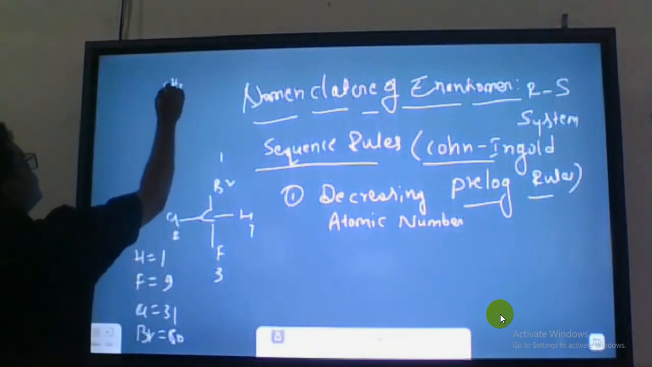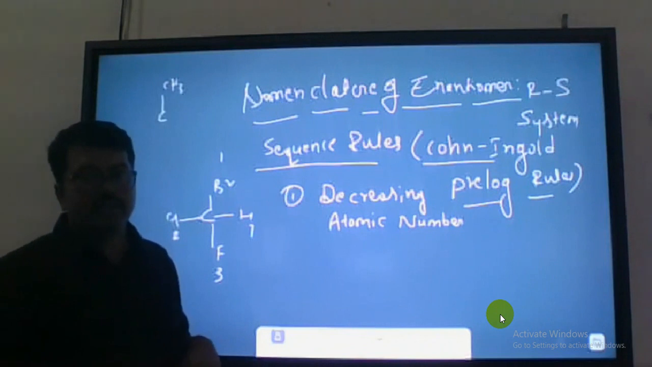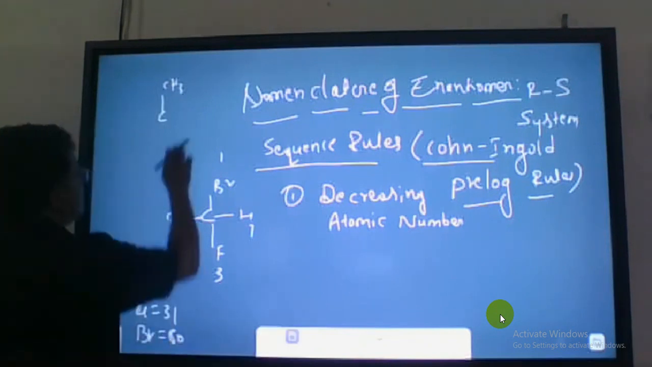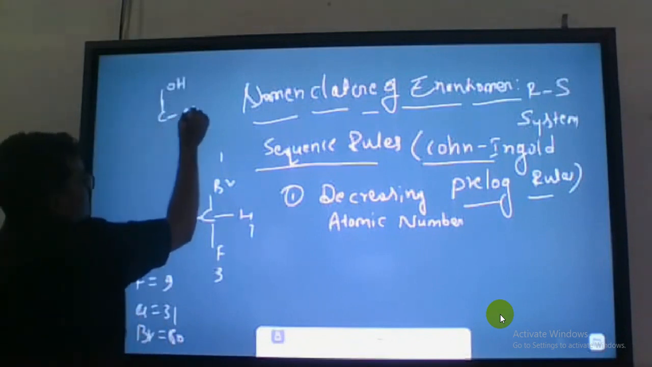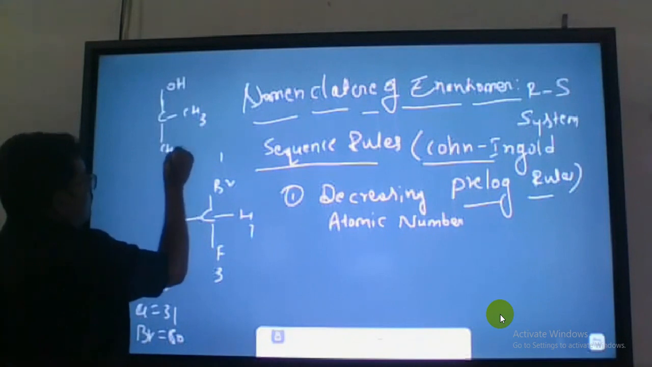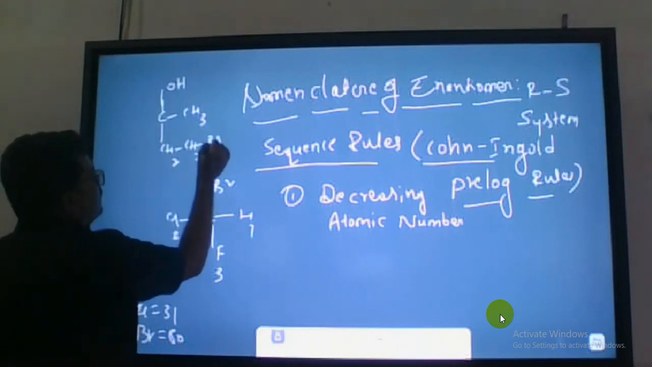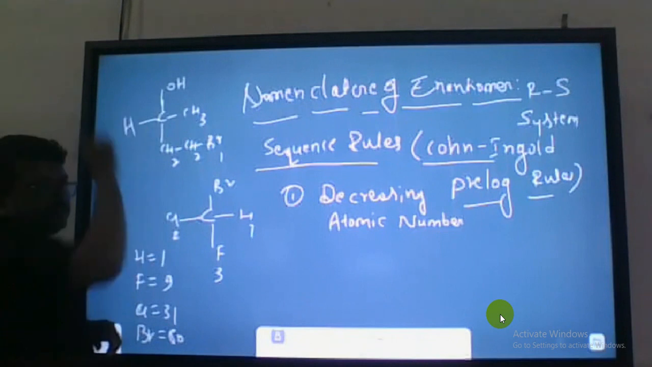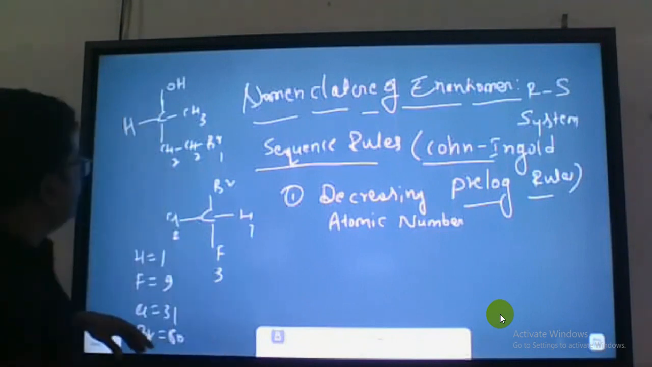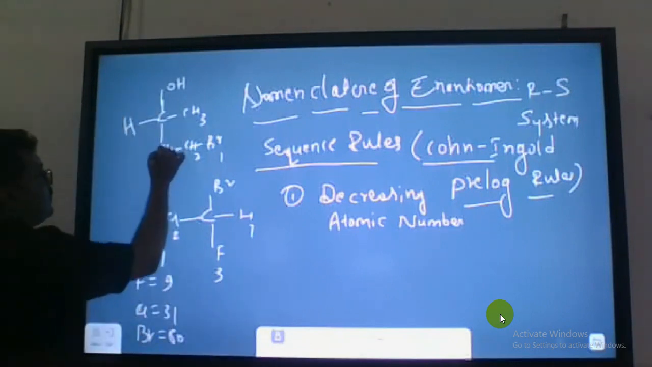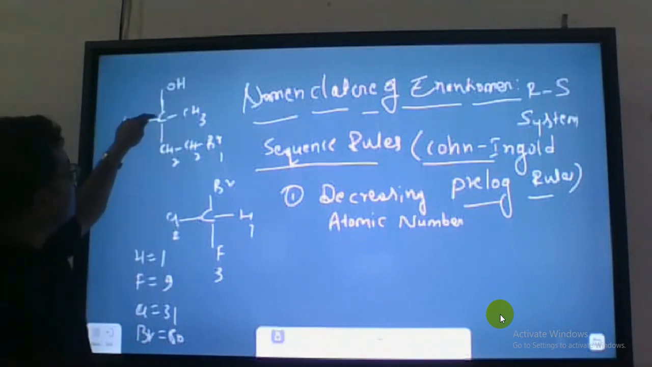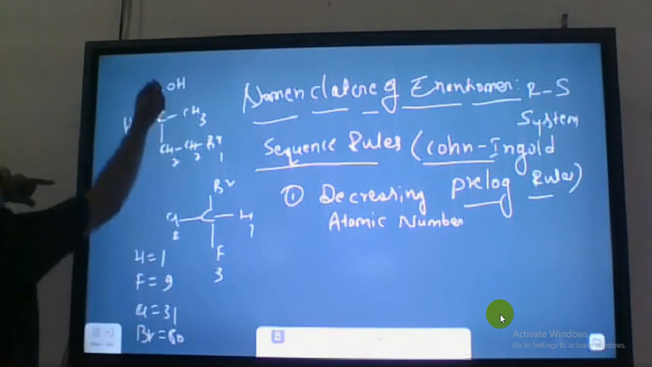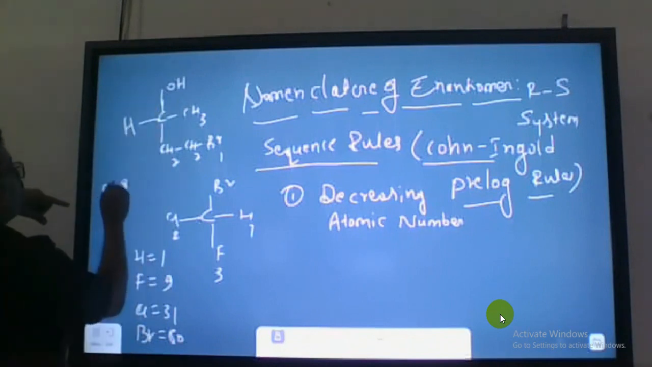One more example you can take. So this is CH3, so one more example if you want. So OH, CH3, CH2, CH2, bromine, and this is hydrogen. See, if you observe, all the atoms are different. Groups are different. Oxygen is 8.